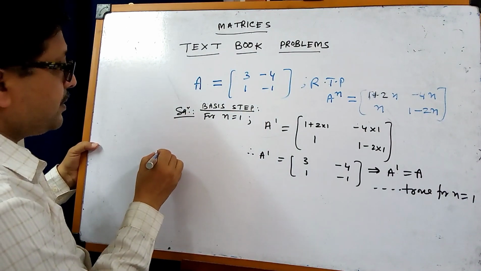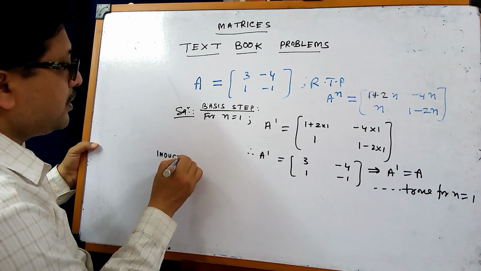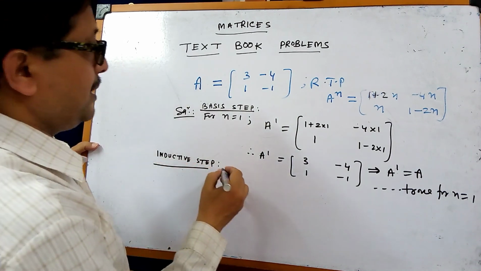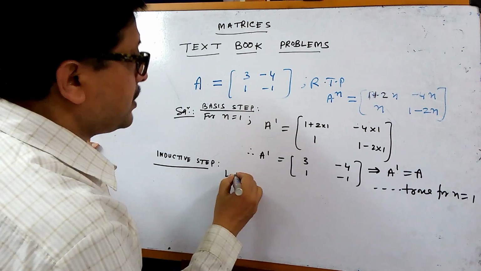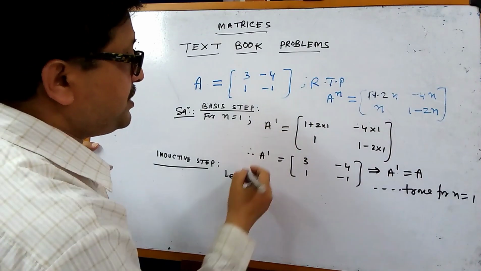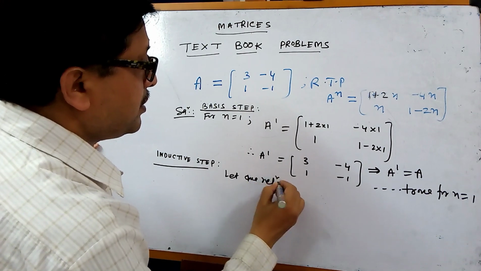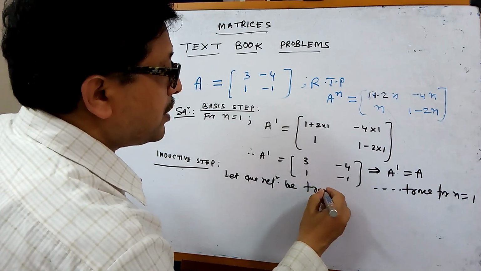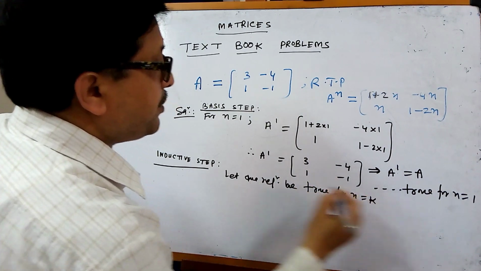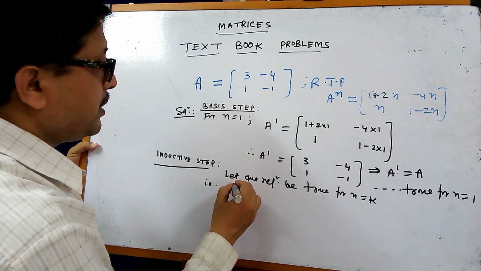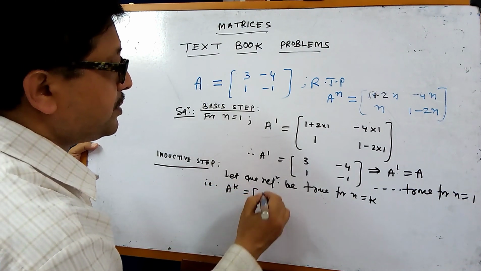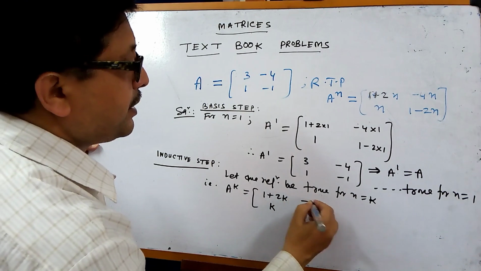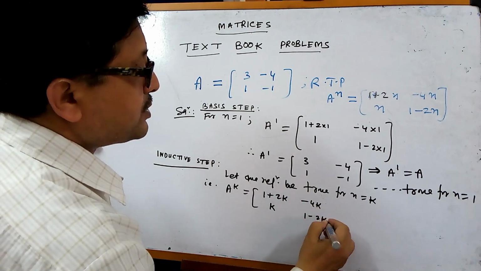Now the inductive step. Let us assume this relation to be true for n equal to k, that is A to the power k equal to 1 plus 2k, minus 4k, k, 1 minus 2k. Let this be true.